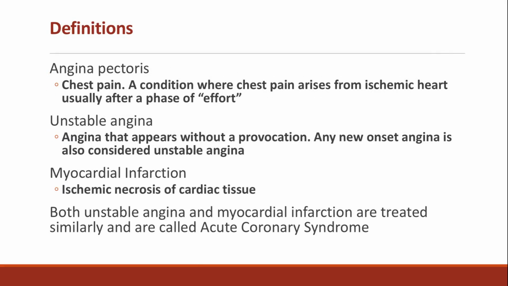Let's begin by defining key terms. Angina pectoris refers to pain, typically from central chest, arising from myocardial ischemia, usually after exertion. Unstable angina occurs even at rest, and any new onset angina is considered unstable and managed accordingly. A myocardial infarction, MI, or heart attack involves necrosis of the heart muscle due to prolonged ischemia. Together, both unstable angina and MI constitute the acute coronary syndromes.